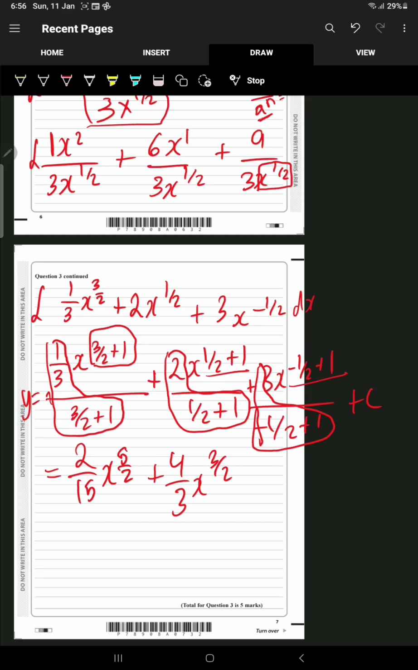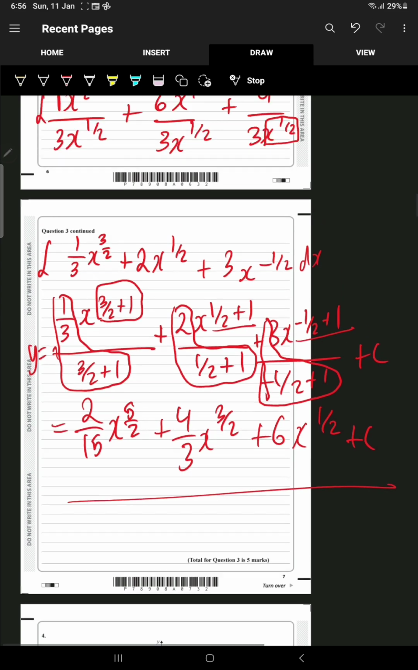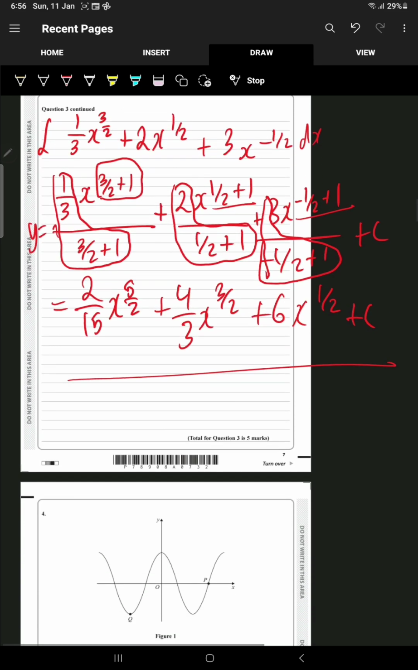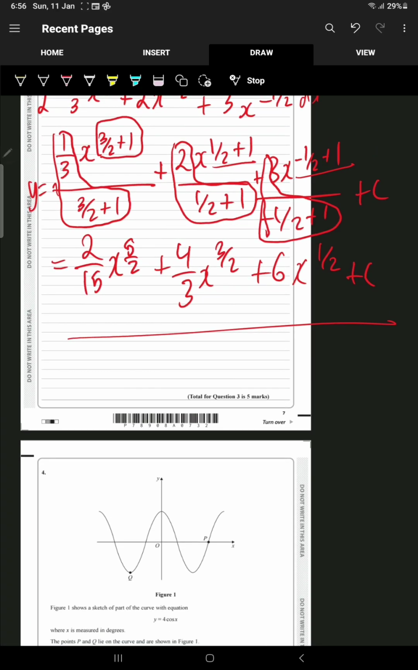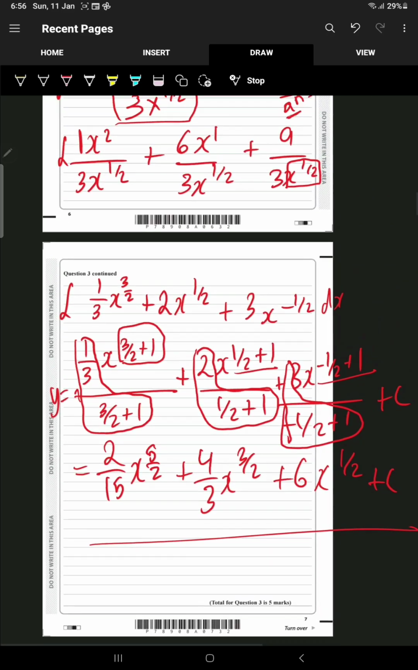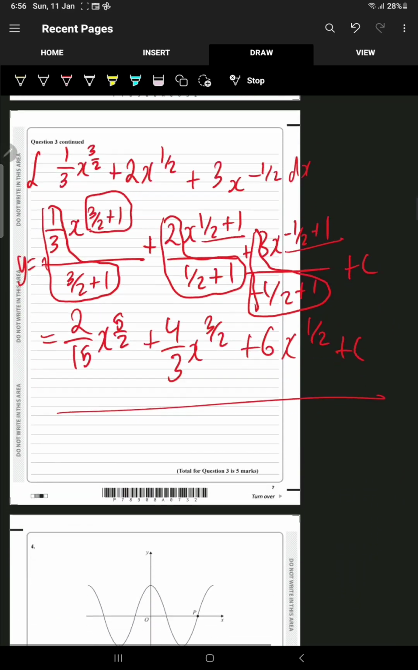Alright, 3 divided by minus a half plus 1 is going to give us plus 6, and minus a half plus 1 is just a half, so plus 6. That's the integral of this in the simplest form. You can use your calculator for doing this: 1 over 3 divided by 3 over 2 plus 1. It is much quicker and it saves time.